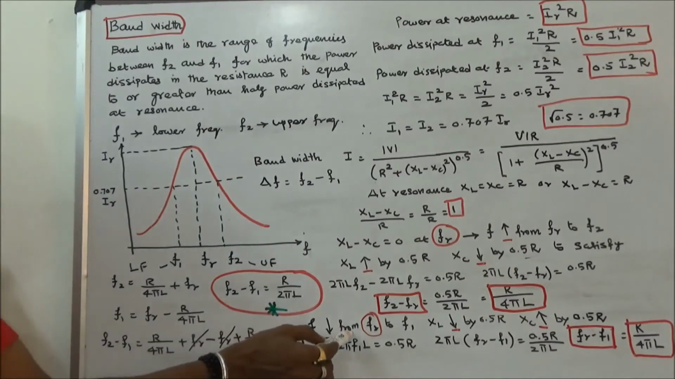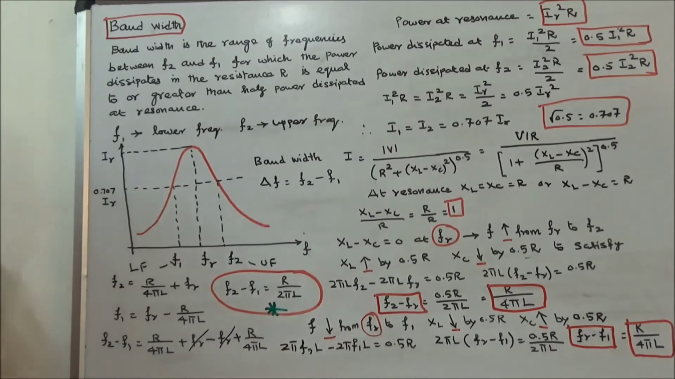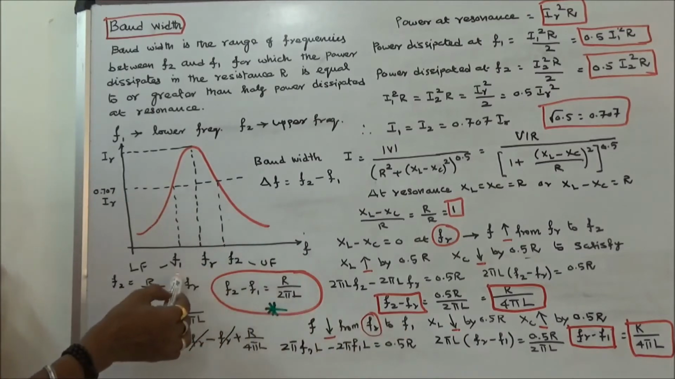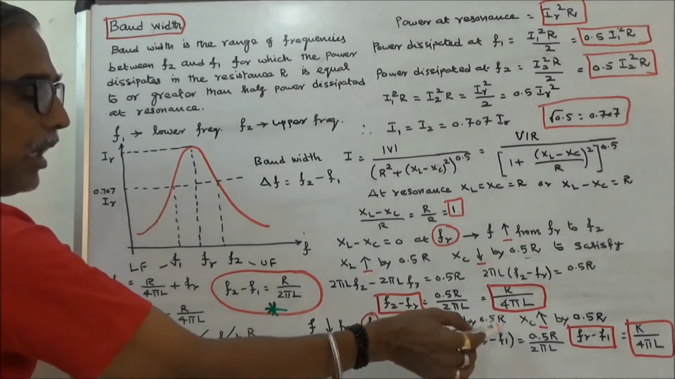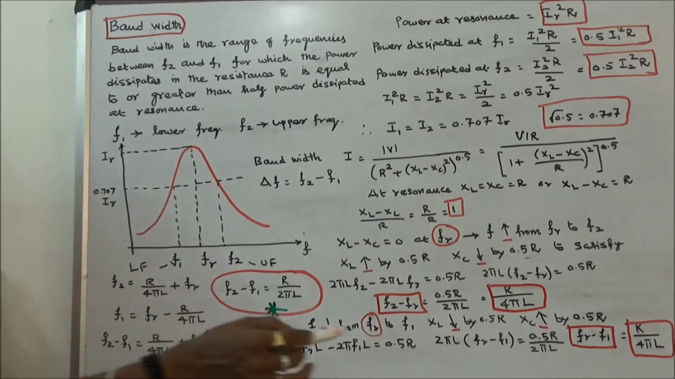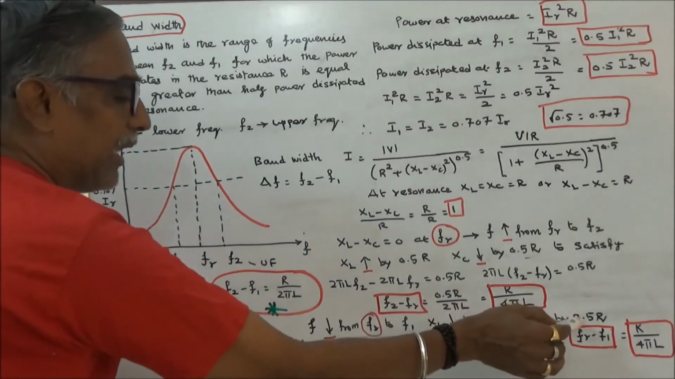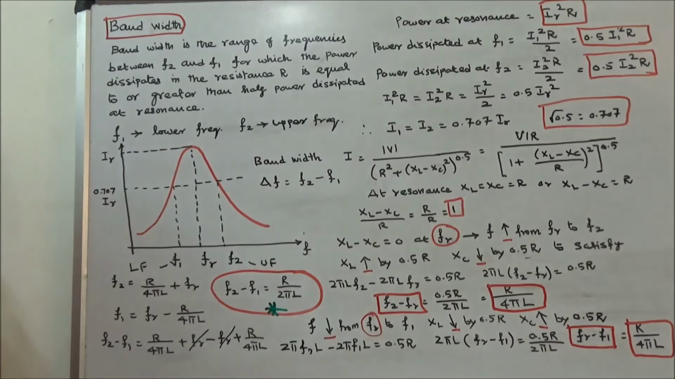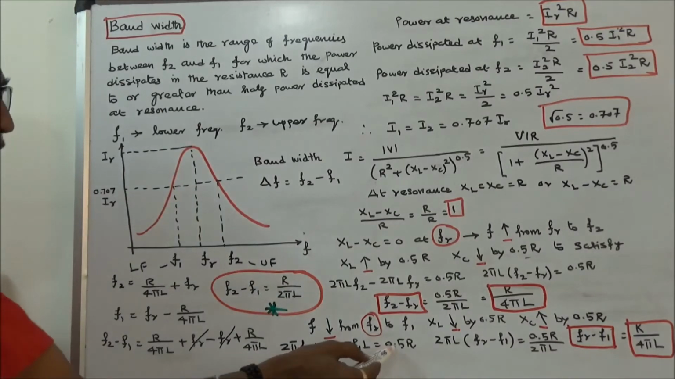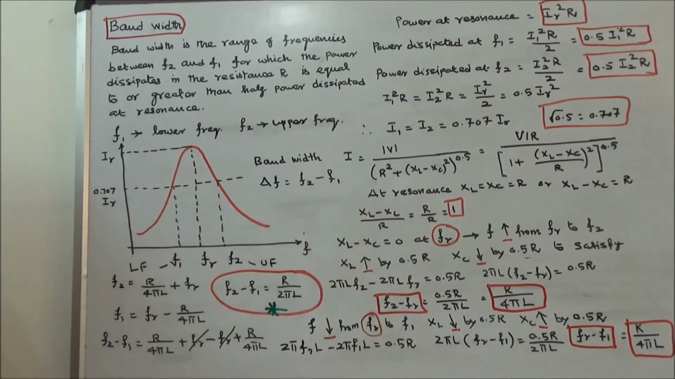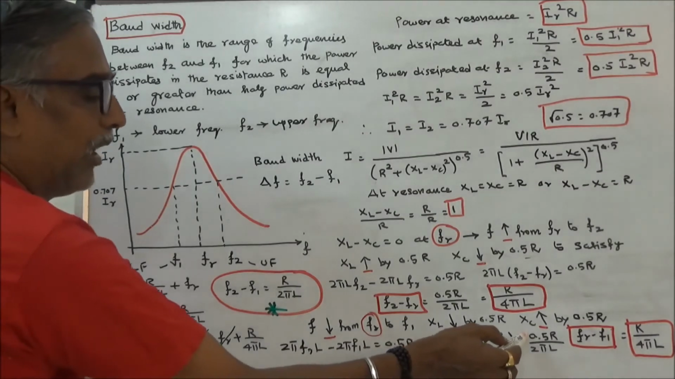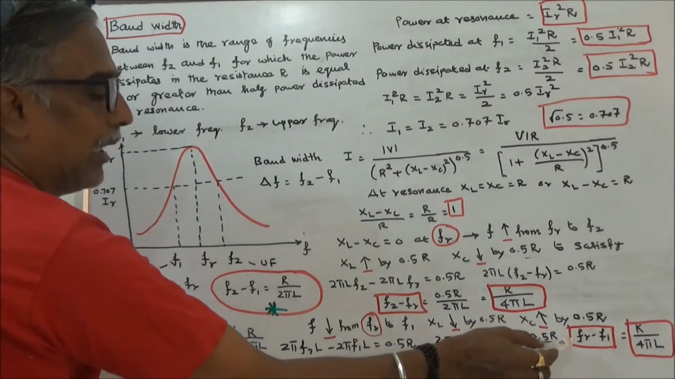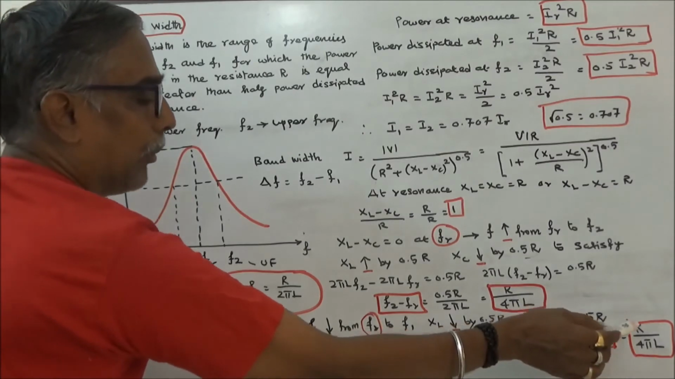Similarly, frequency decreases from Fr to F1. Inductive reactance XL decreases by 0.5 times R. Capacitive reactance XC increases by 0.5 times R. Here 2 pi Fr into L minus 2 pi F1 into L is equal to 0.5 R. Again 2 pi L into Fr minus F1 is equal to 0.5 into R, so Fr minus F1 is equal to R by 4 pi L.